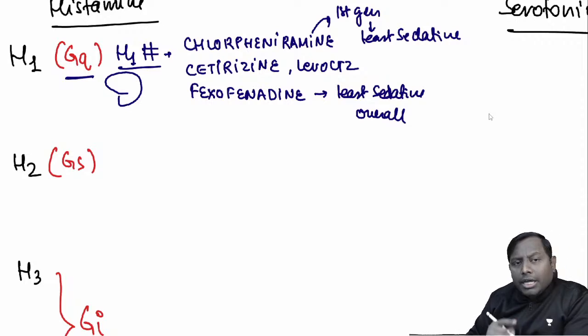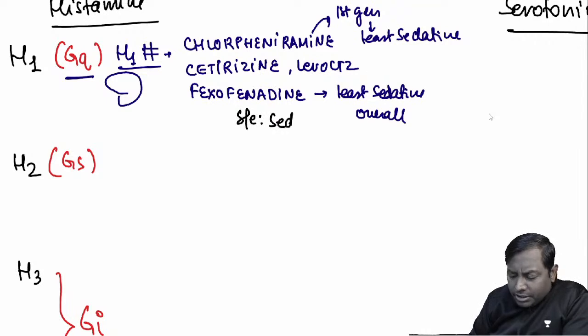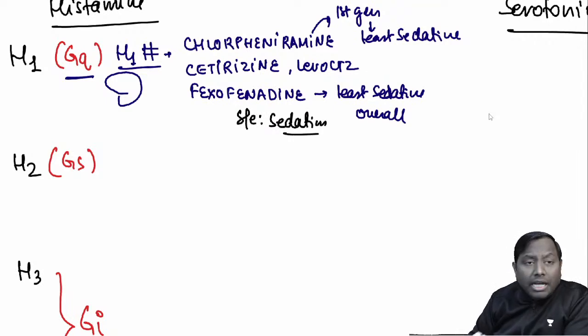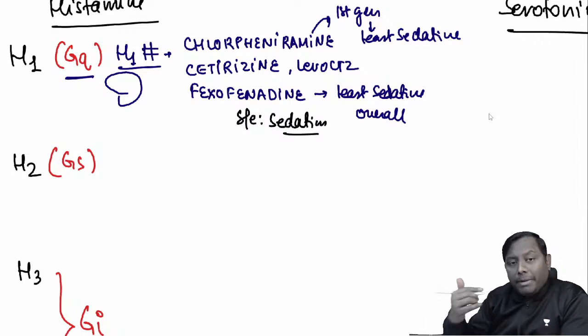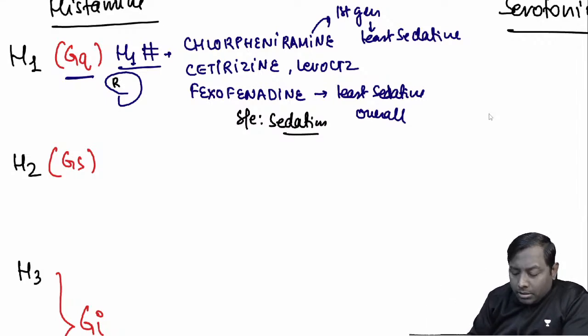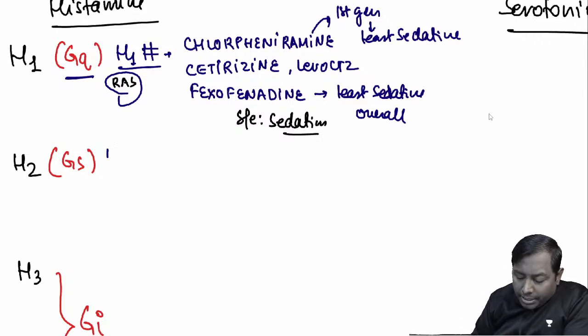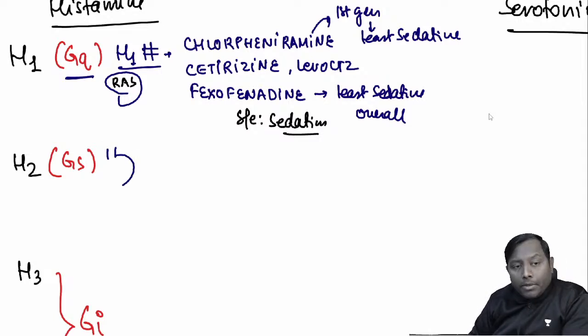Now, since H1, histamine 1, is mainly present in the brain as well, and they maintain the wakefulness, can you tell me one important side effect associated with them? They will be associated with one important side effect known as sedation. They will be utilized in allergy, but one common side effect will be sedation. Why? Because histamine is maintaining the wakefulness by acting through the reticular activating system, and when you block this, there will be sedation.